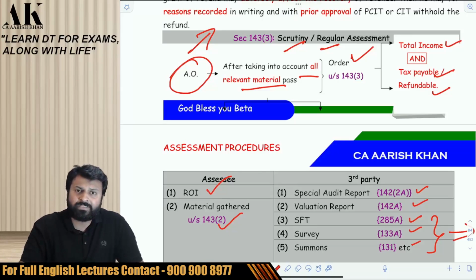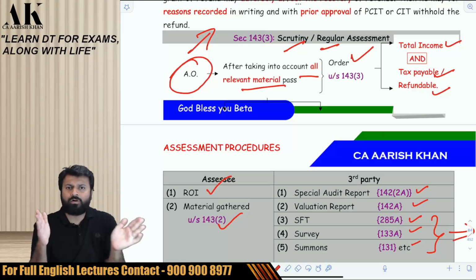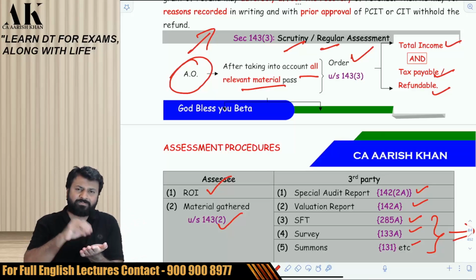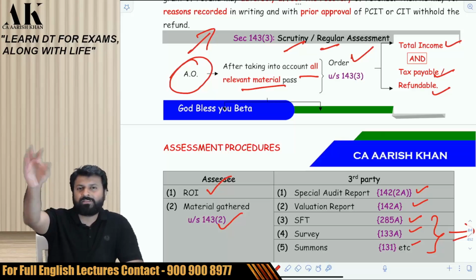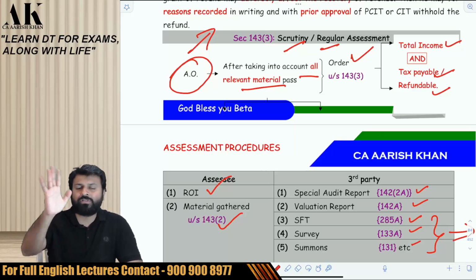You have to pay that demand within 30 days. Now, suppose the assessment is going on, and there is some deduction which the assessee has failed to take earlier. Suppose the assessee has failed to take a deduction under ATG. So can the assessee tell the AO, please give me this deduction, by giving a letter, by requesting the AO? The answer is no.